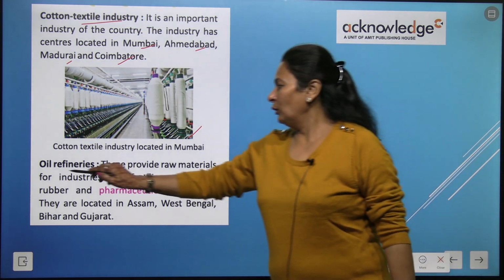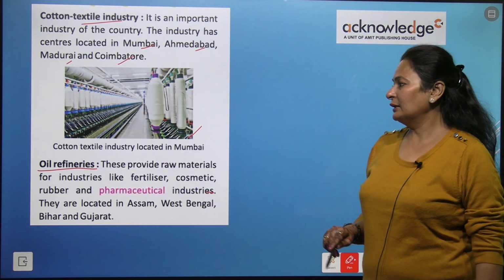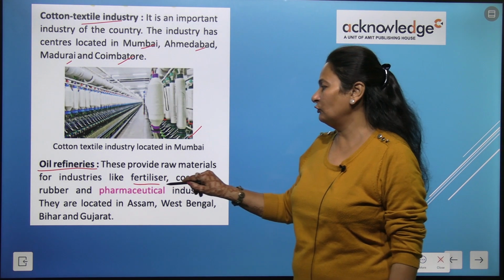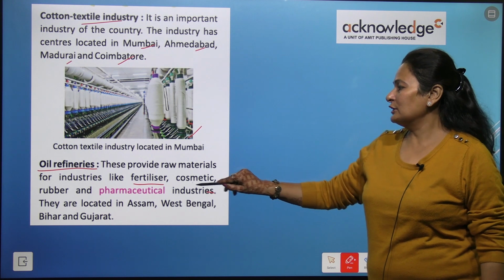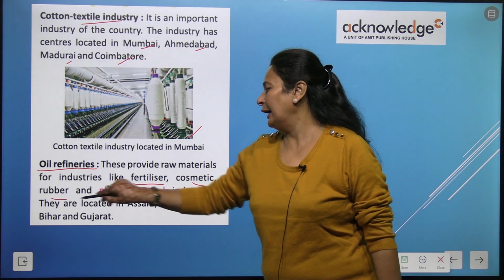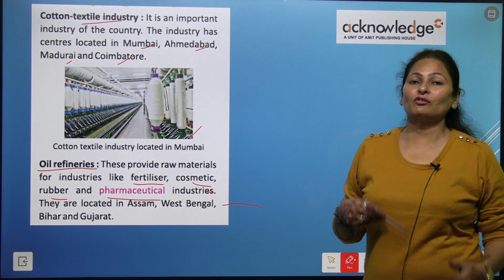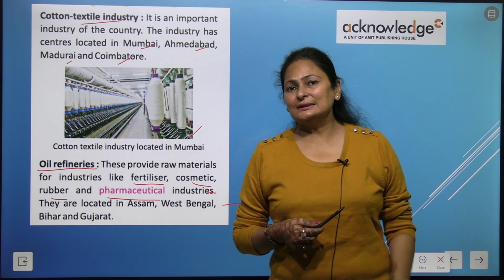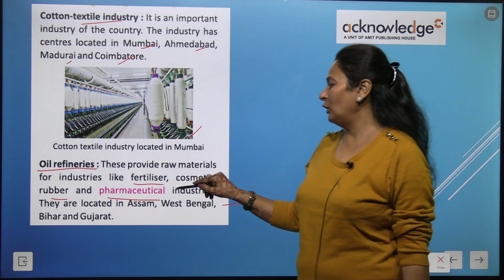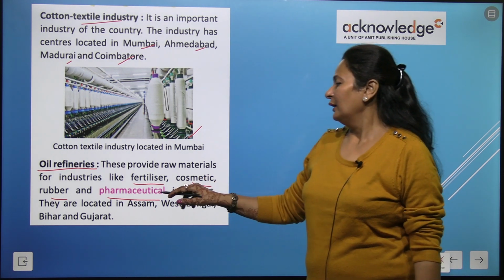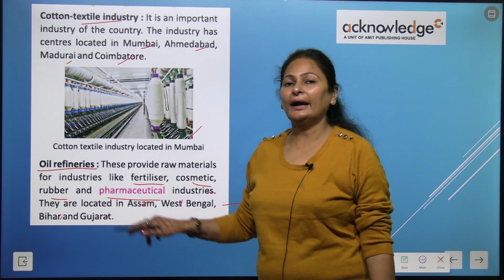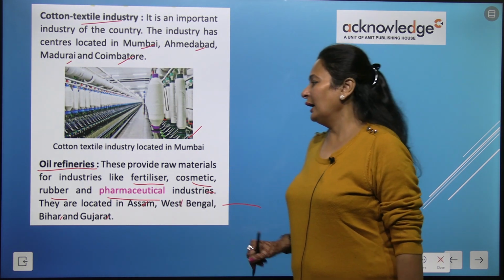Right. So now oil refineries, kids. These provide raw material for industries like fertilizers, cosmetic, rubber and pharmaceutical industry. What is pharmaceutical industry? Where drugs or medicines are made. This is called pharmaceutical industries. They are located in Assam, West Bengal, Bihar and Gujarat.